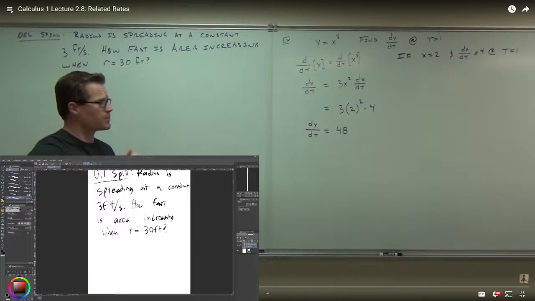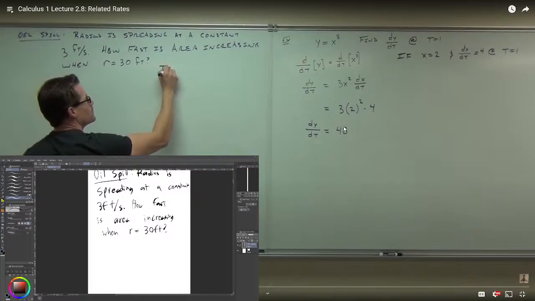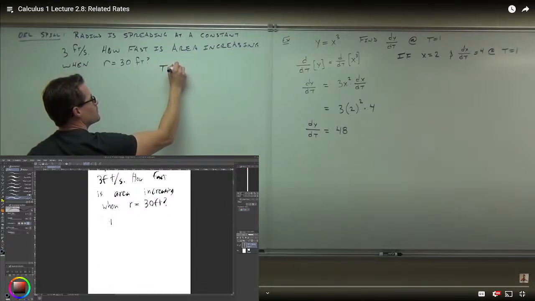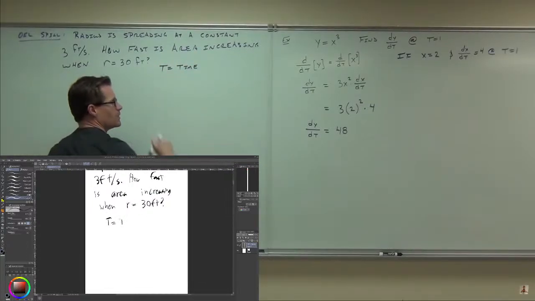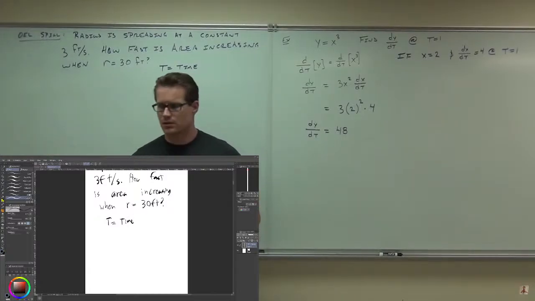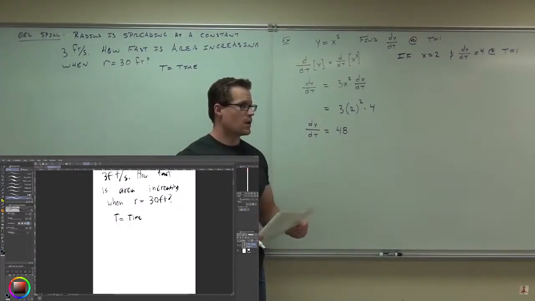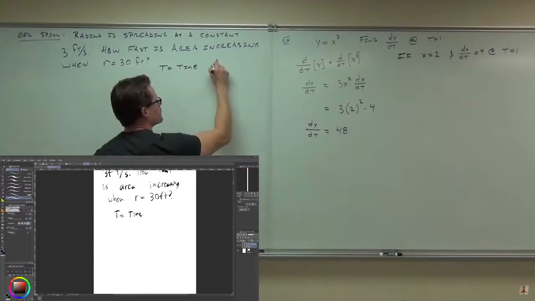How fast is area increasing when r equals 30? Should be 3 feet per second. Quick, t for time. What other things do we need to know about this? Area. So let's pick A for area.